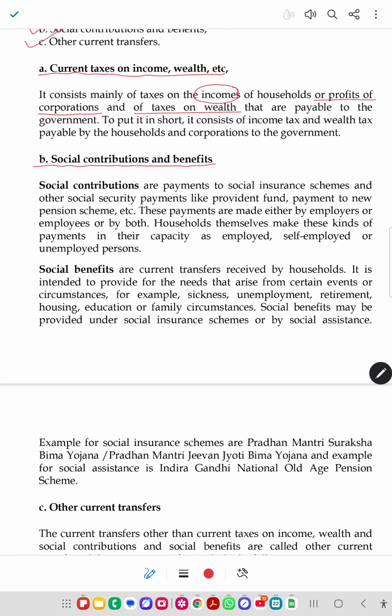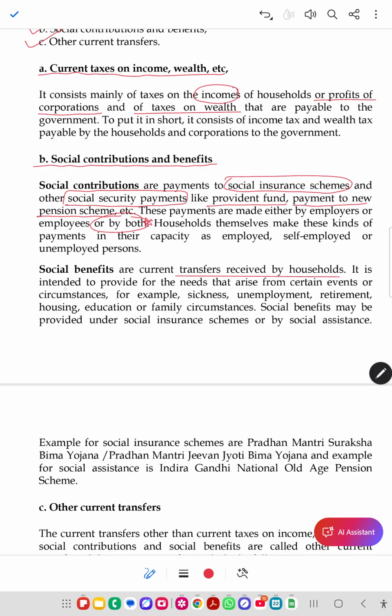Social contributions and benefits. Social contributions are payments to social insurance schemes and other social security payments like provident fund, payment to new pension schemes, etc. These payments are made either by employers or employees or by both. This is important. Households themselves make these kinds of payments in their capacity as employed, self-employed or unemployed persons. Social benefits are current transfers received by households.